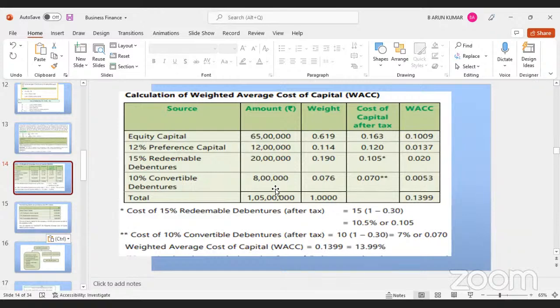next, how we calculate: 65 lakhs divided by 1 crore 5 lakhs. So we calculate this value by dividing this factor by this factor. In the upper side it is 65 lakhs, and in the below it is 1 crore 5 lakhs. Then we will get 0.61, the ratio 61. How much is it? It is 0.619.